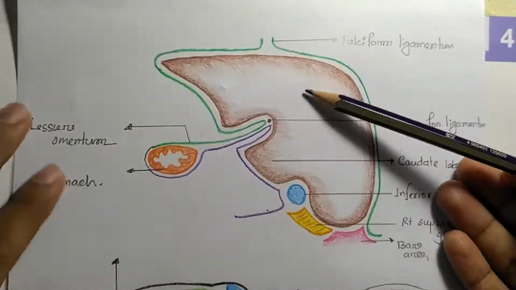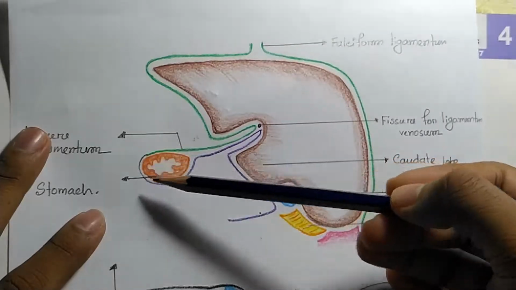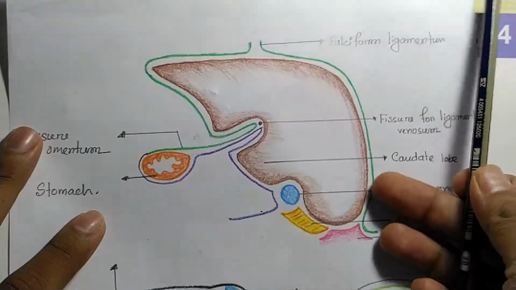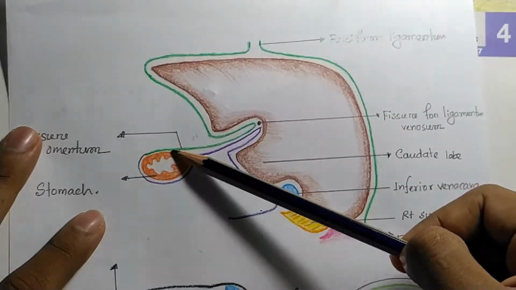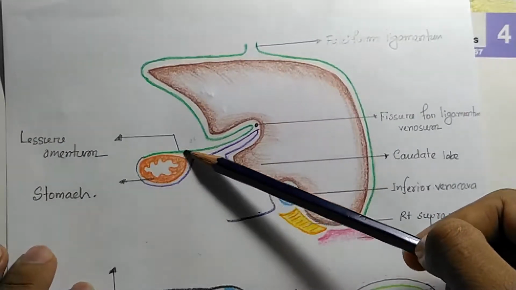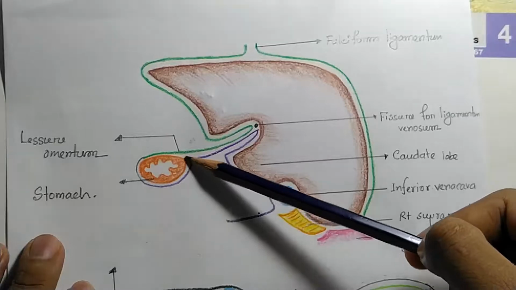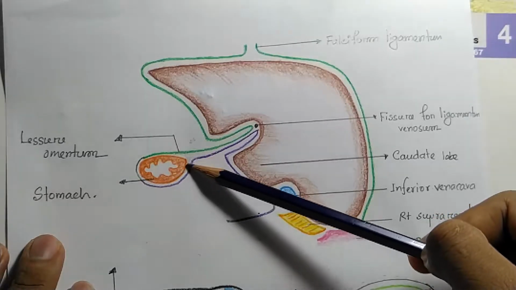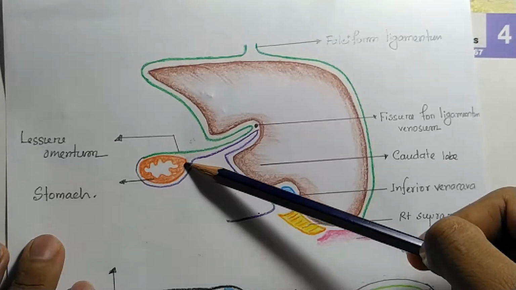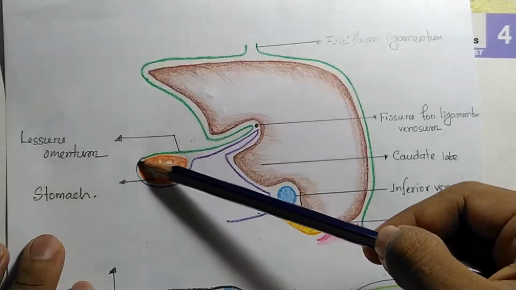There are some peritoneal reflections surrounding the liver. Here this is the transverse section of the liver. So here is the part of the stomach that we can see as a transverse slit. This side is called the lesser sac, and here the lesser curvature. Okay, this is the lesser curvature, this is the greater curvature.